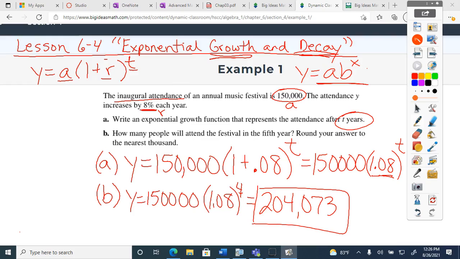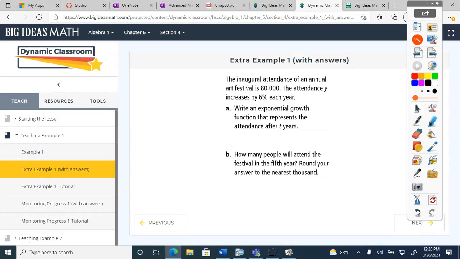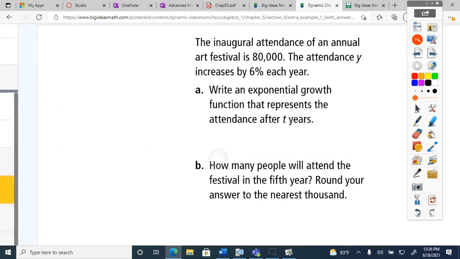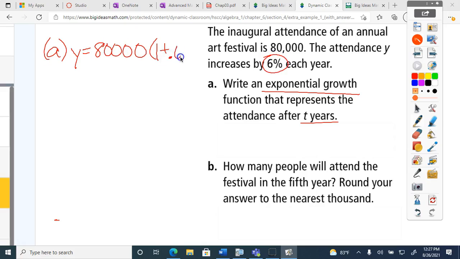All right. Let's try another one. A little different this time. Sorry, is that big enough? Y'all see that? Okay. This time, part A: same process. Write an exponential growth function that represents the attendance after T years. Exact same instructions. How much do we have to begin with this time? 80,000. So y equals 80,000 times 1 plus, what's my increase? 6%. So I put 0.06 to the T power. Simplify that just a little bit. What is 1 plus 0.06? 1.06 to the T power.